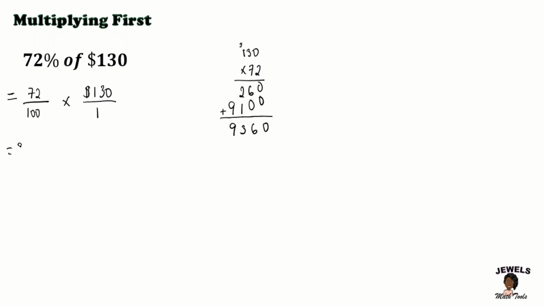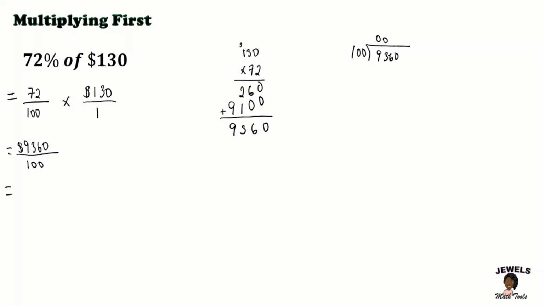So we now have $9,360 all over 1 times 100, which will be 100. And now we're going to perform our division, which means that we will be dividing our 100 into 9,360. Now, 100 can't divide into 9 since it's less than 100. So we're going to divide 100 into 93. And again, this is less than 100, so we're going to add a 0.